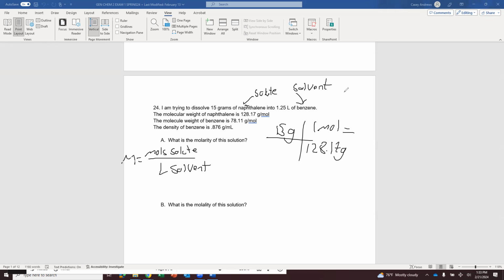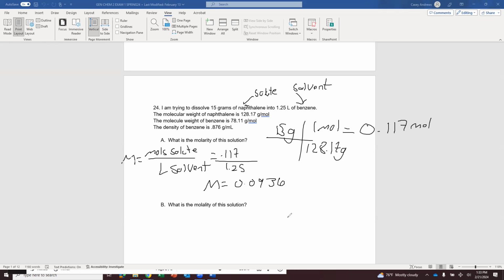The moles of naphthalene I have, let me get my calculator back out. 15 divided by 128.17 is 0.117 moles. So I'm going to take that and divide by liters of my solvent. So divided by 1.25. My molarity then is 0.0936.